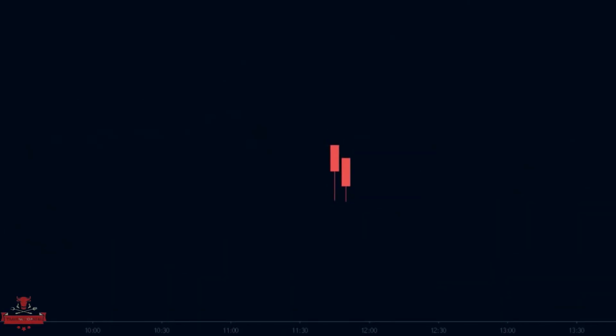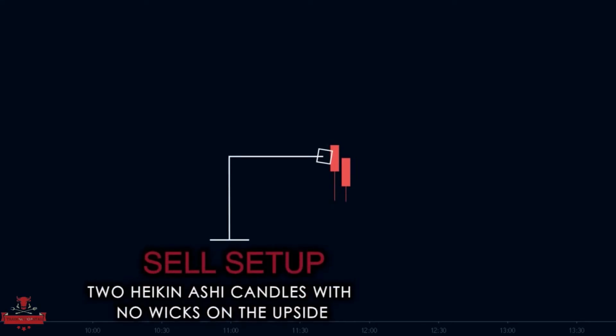Now, let us look at the sell setup. Here we have two red Heikin Ashi candles. As you can see, both of these candles have no upper wicks. The absence of these wicks indicates a strong dominance of sellers in the market.